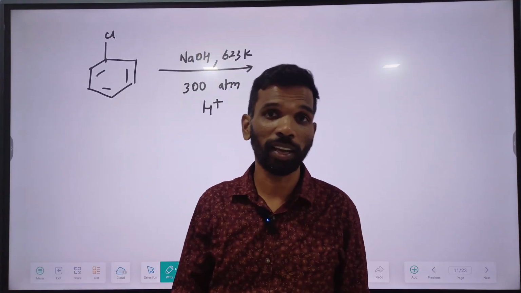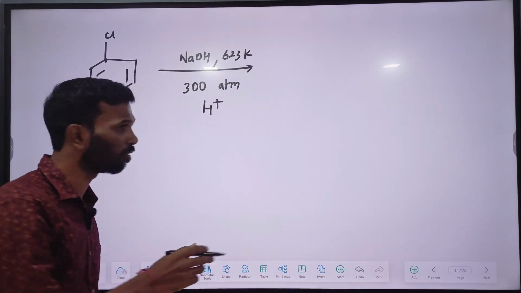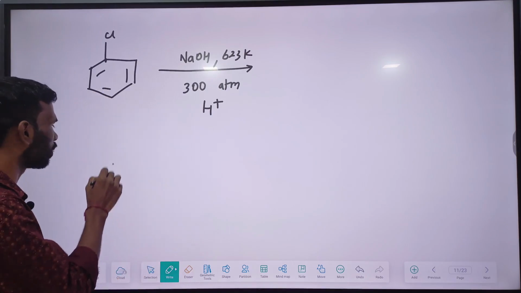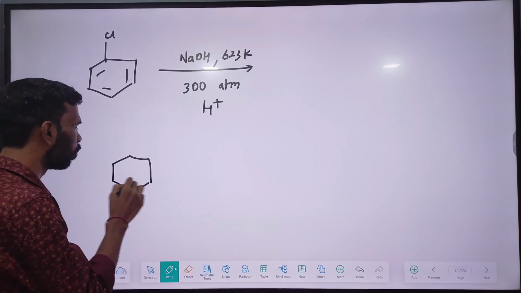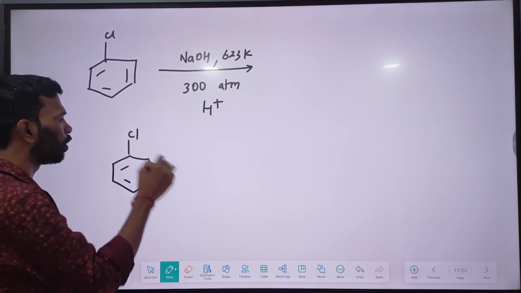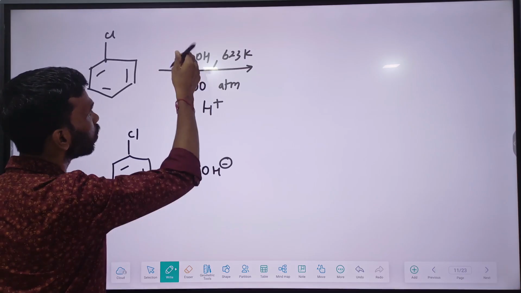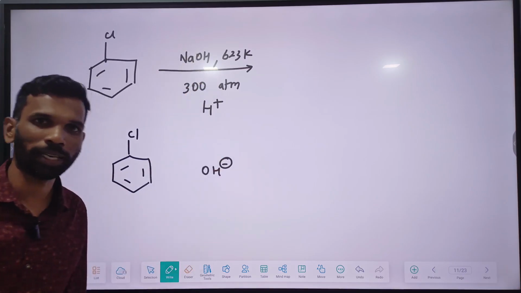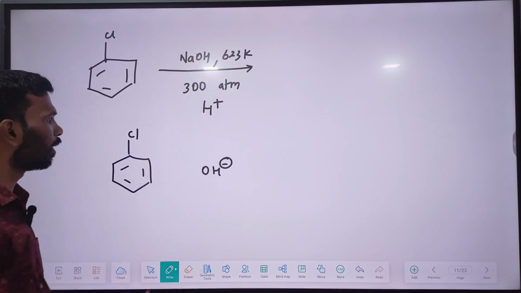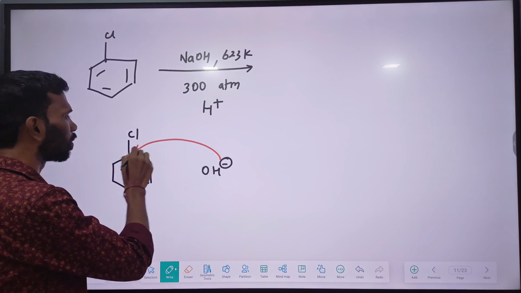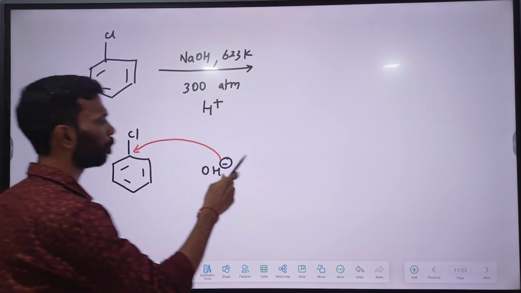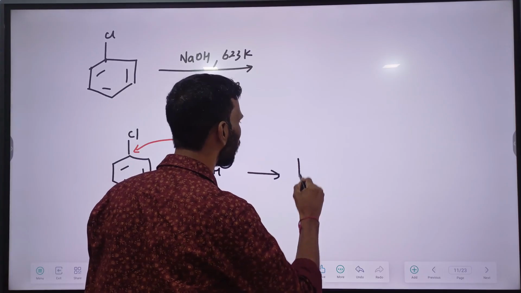What is done over here is we are trying to do the substitution. We are trying to do nucleophilic substitution on the benzene, like OH minus. NaOH is a good source of what? OH minus, a strong base, right? It is done this way. This OH minus will replace this. It is a substitution reaction.